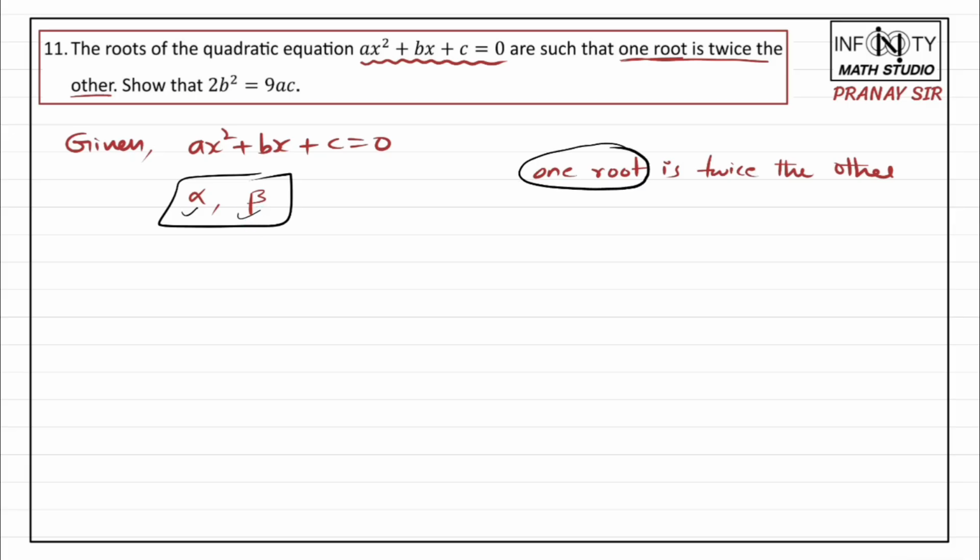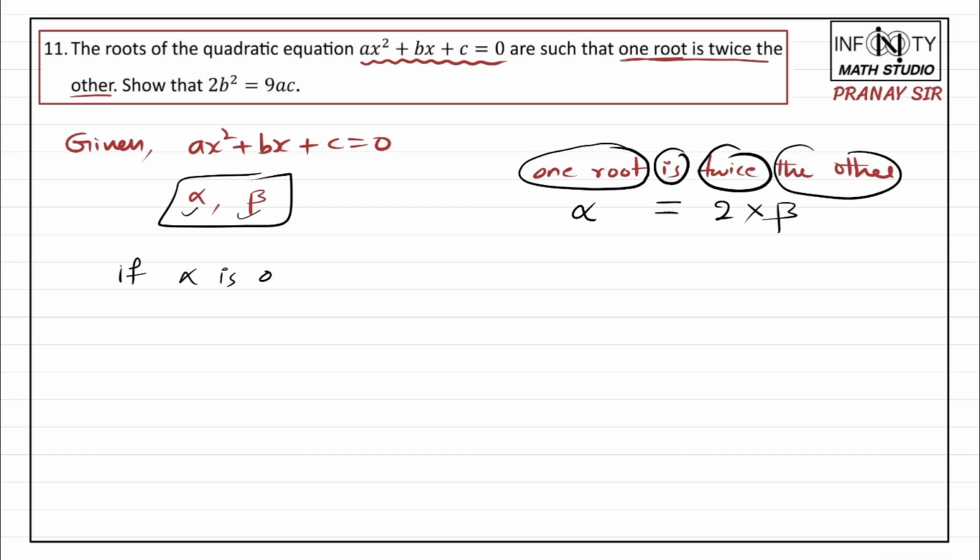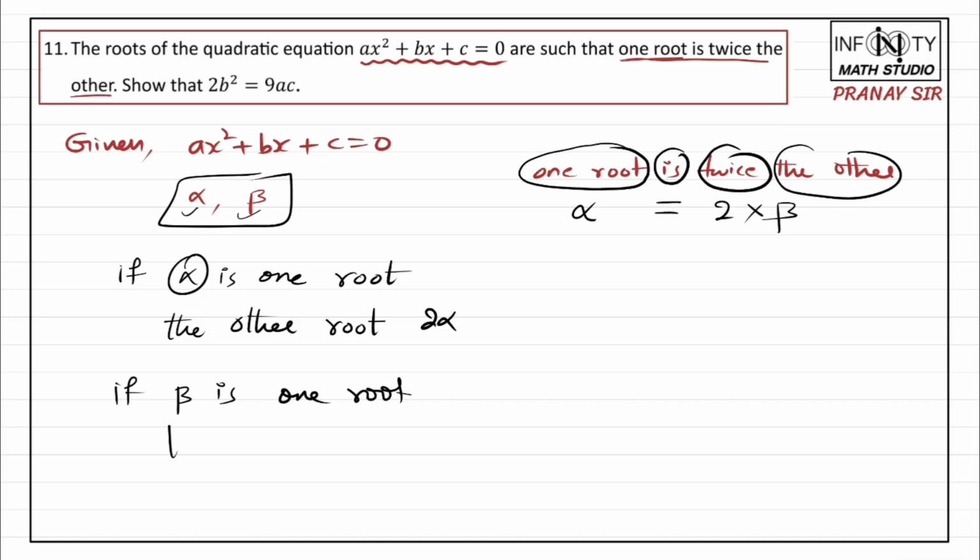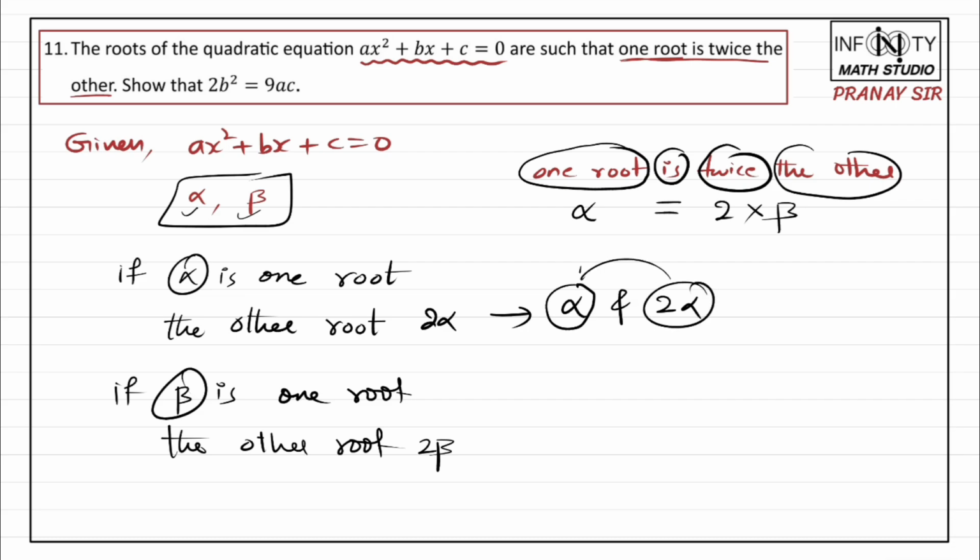One root, let me take it as alpha, is mathematically equal to twice, that means two times the other root, beta, right? Now if I take alpha as one root, then automatically the other root will be twice of alpha, that means 2 alpha. Alright, now if beta is one root, then definitely the other root will be twice of beta. Now if you observe here, alpha and 2 alpha: alpha is one root and 2 alpha is twice of alpha.